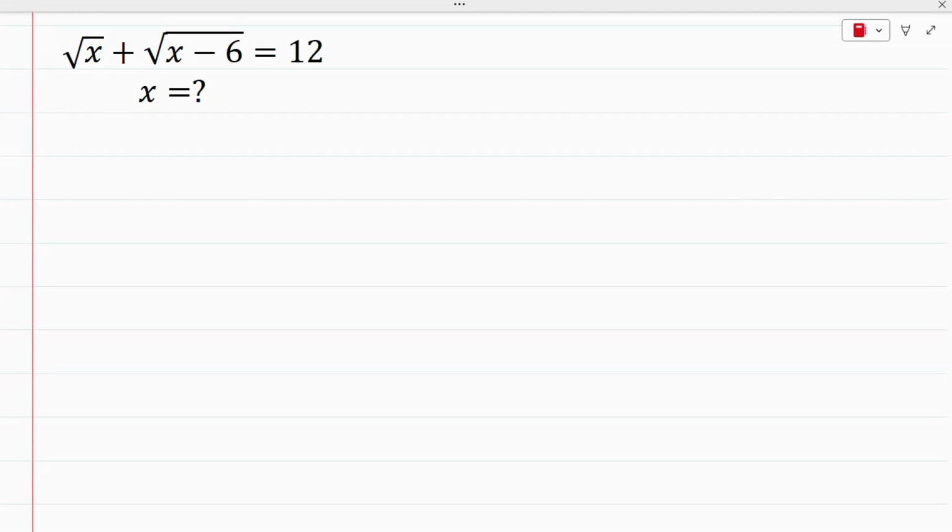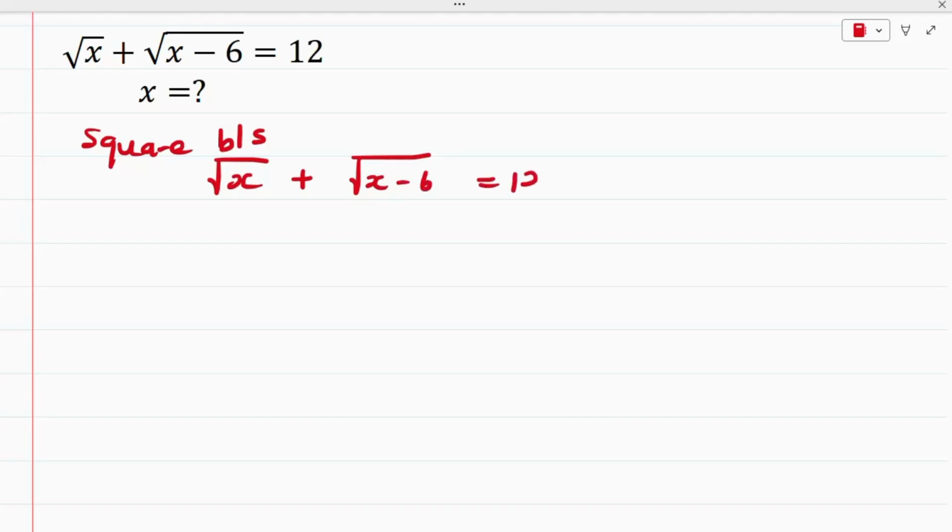So right here we have this ninth algebra math simplification problem and we are to find the value of x. So guys, the first thing you want to do right here is to simply square both sides. So we have the square root of x plus the square root of x minus 6 equals 12. So squaring both sides right here.